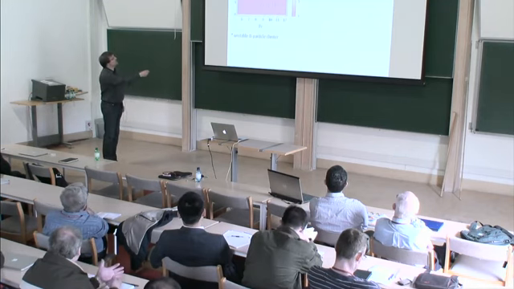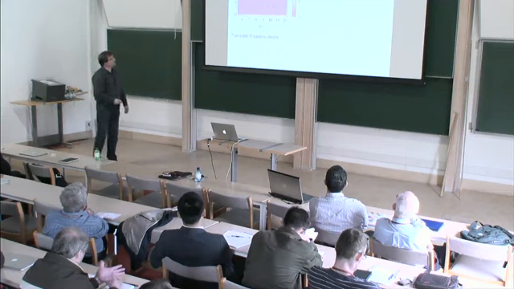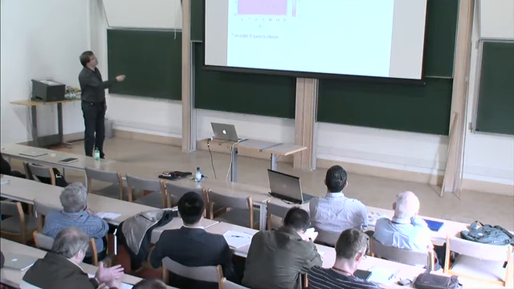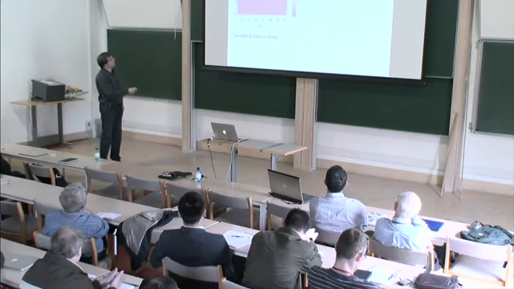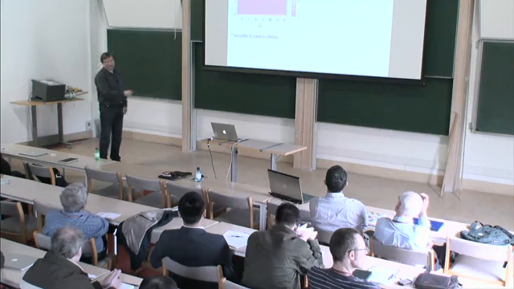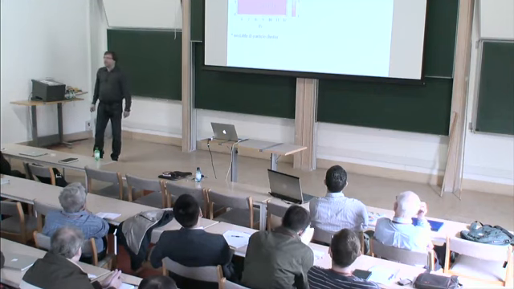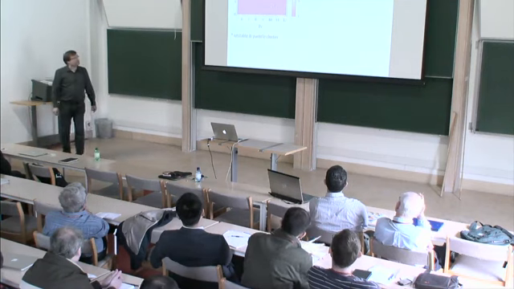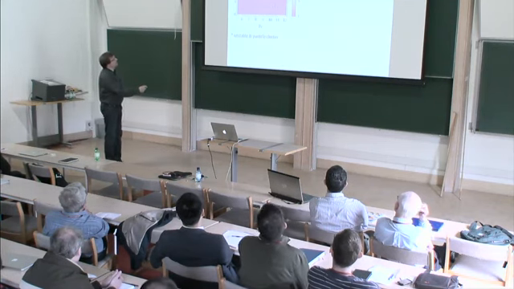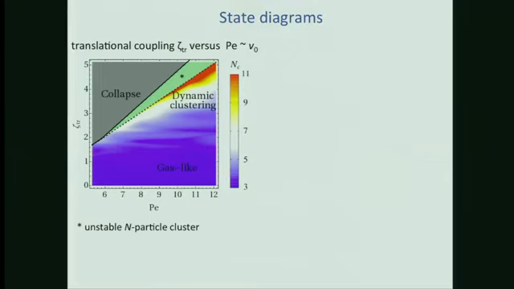So this green area is an unstable n-particle cluster, and only when you go beyond this line do you have a collapse. And that all happens, of course, for a constant Peclet number, which I don't have to explain, when you increase your translational chemotactic coupling. And then you also get this dynamic clustering somewhere around here. So this is squeezed in between this gas-like behavior and this collapsed state.